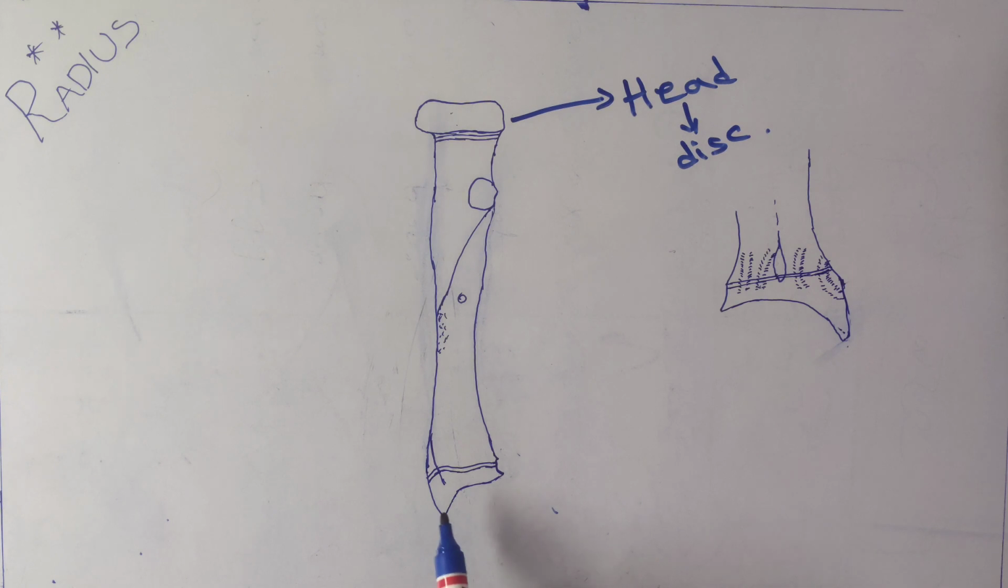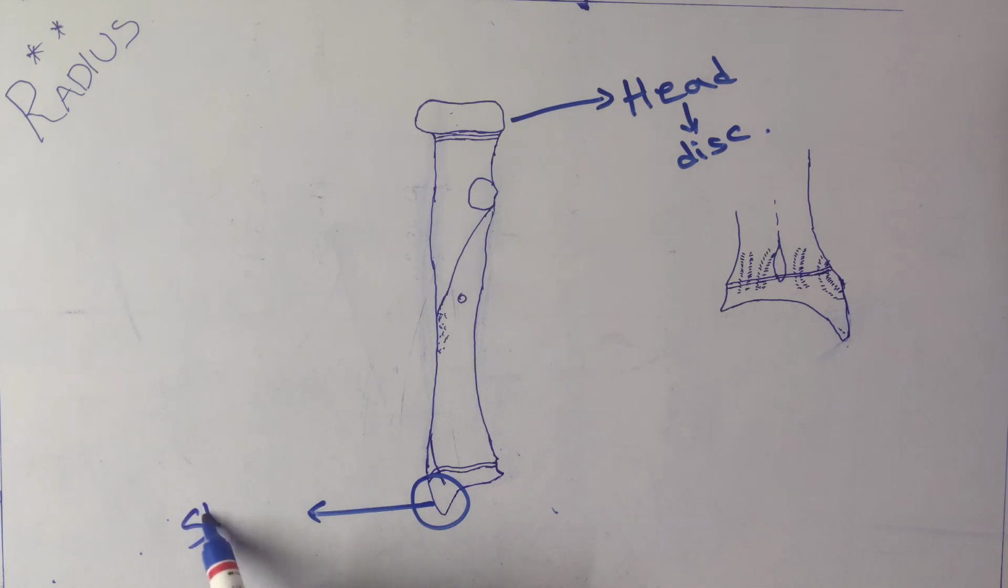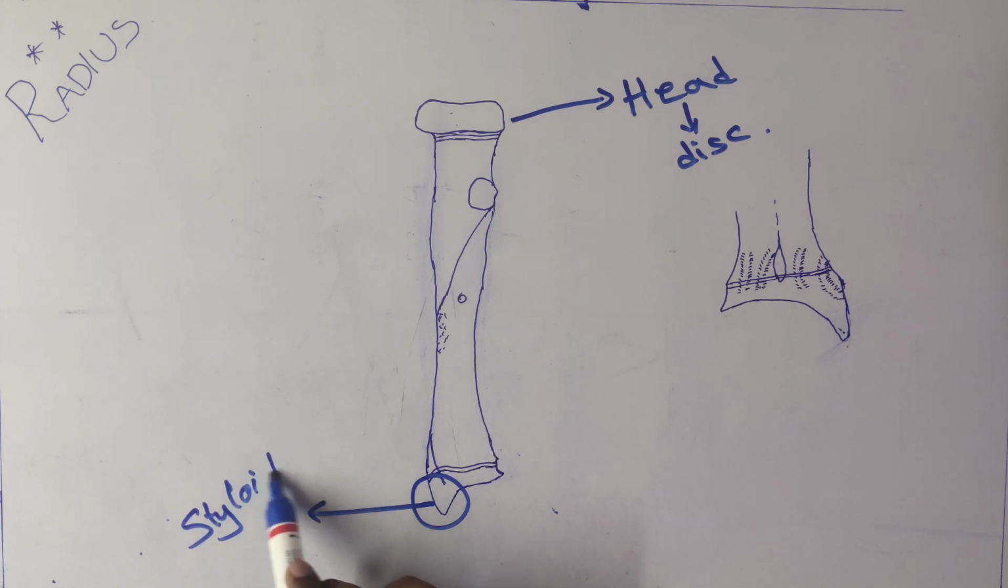Now at the lower end there is the styloid process. This is the styloid process. This is the lower end.